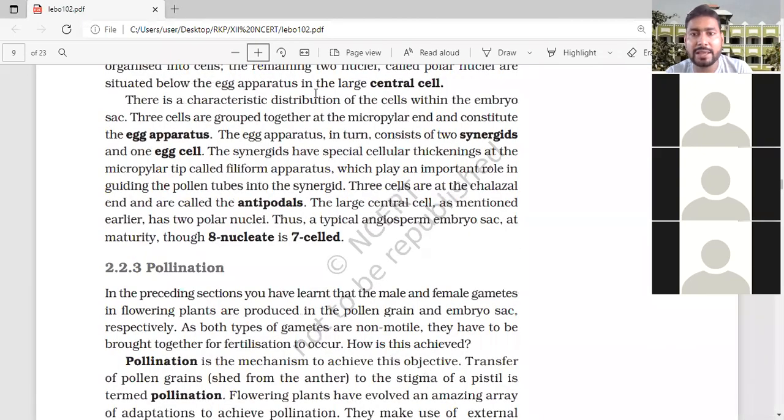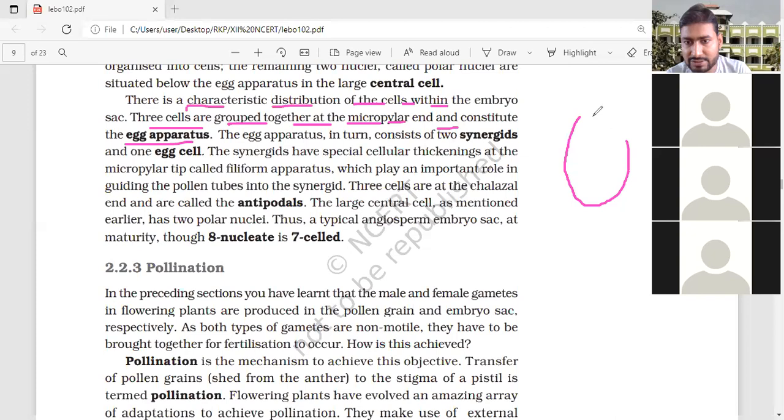There is a characteristic distribution of the cells within the embryo sac. These cells are grouped together at the micropylar end and constitute the egg apparatus. If you check the structure, this is the micropylar end. At the micropylar end, they form different structures. There is one egg cell and 2 synergid cells, located towards the micropylar end.